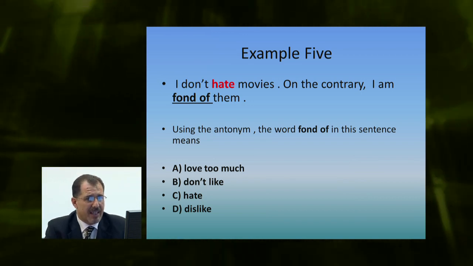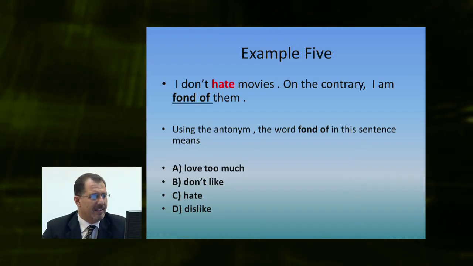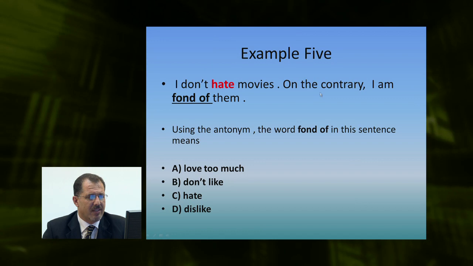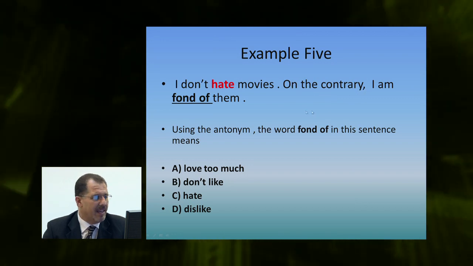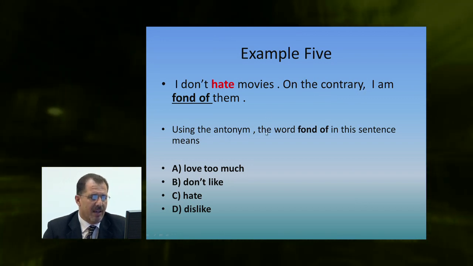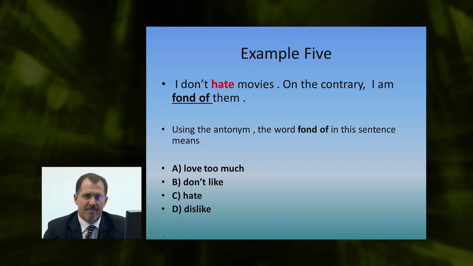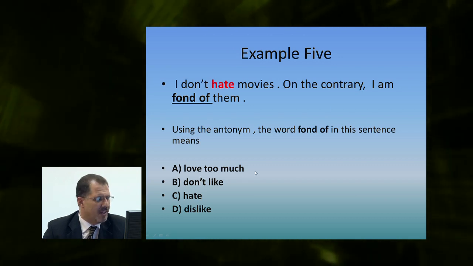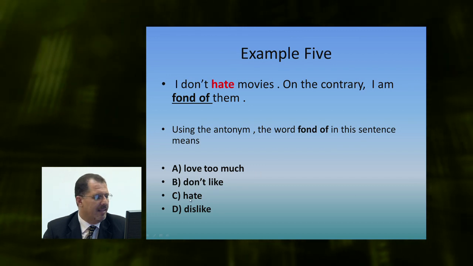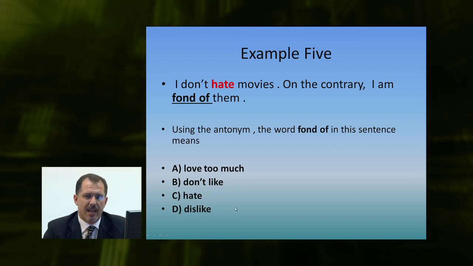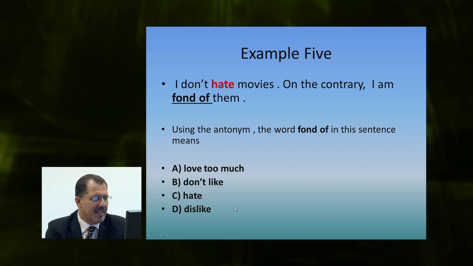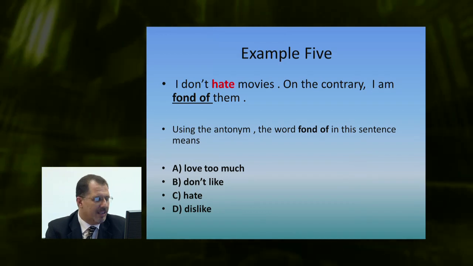Take into consideration that you have this word, hate. I don't hate movies. On the contrary, I am fond of them. Take care that you have on the contrary, okay? Using the antonym here, the word fond of in this sentence means love too much, don't like, hate, or dislike. Of course, it means, what do you think? It means love too much.